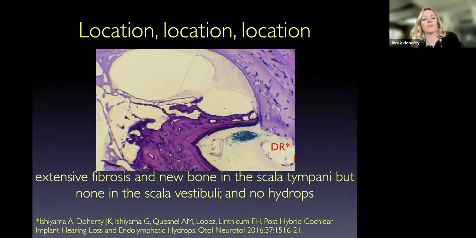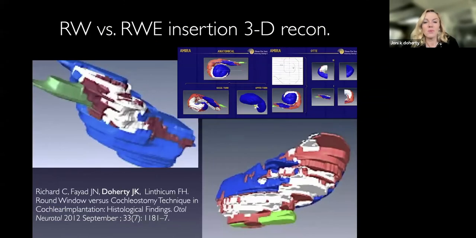Okay. So location is important. This person got lucky because their ductus reuniens actually didn't get blocked despite the extensive new bone formation within the scala tympani, but there's none in the scala vestibuli. So this was how we did our study. We used the MIRA 4.1, basically slide by slide, to outline the electrode path.